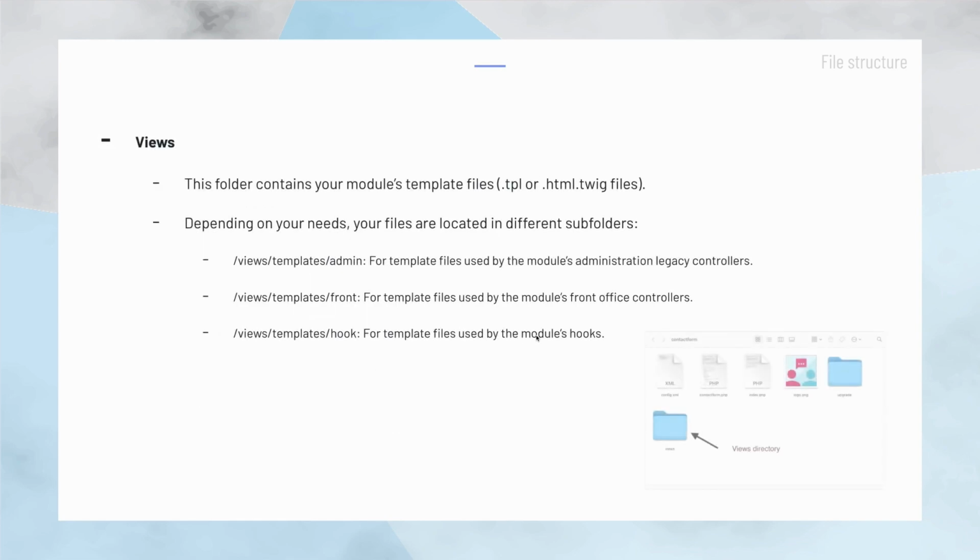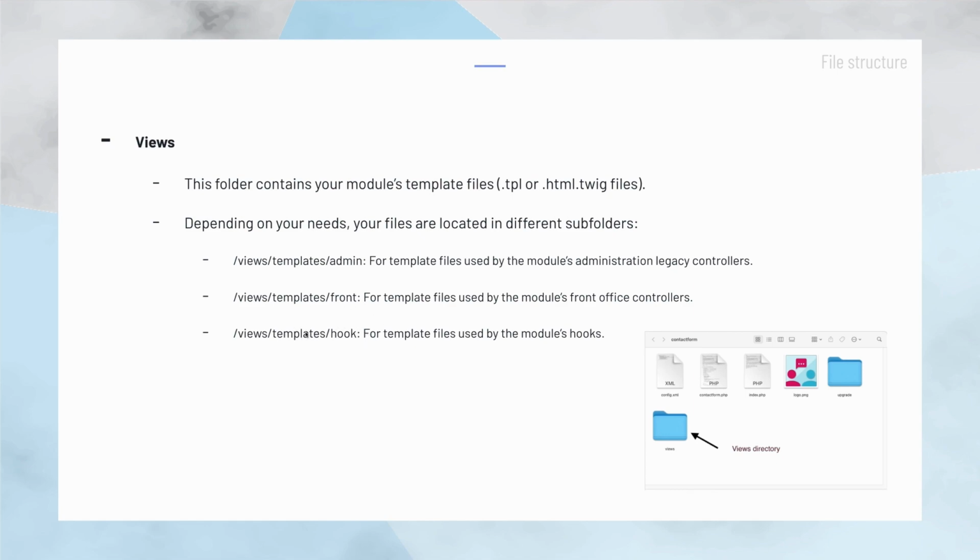Now we can move to the views directory. This folder contains your module's template files, whether TPL or Twig files. Depending on your needs, your files are located in different subfolders. The very first example is template/admin. This folder is dedicated to templates used by the module's administration legacy controllers. The next folder is template/front, for templates that will be used by the module's front controllers.